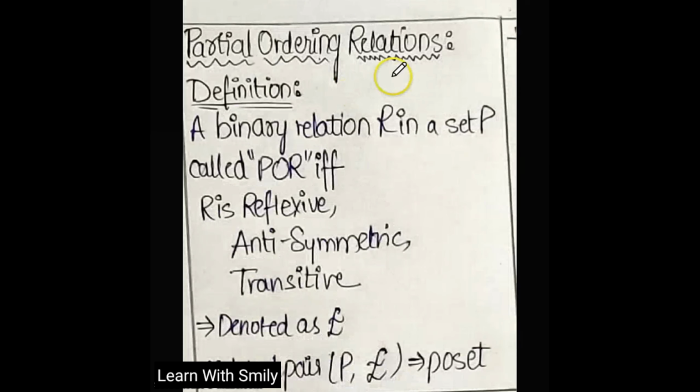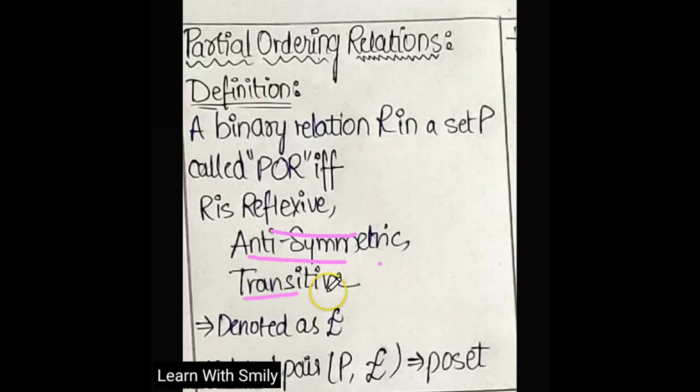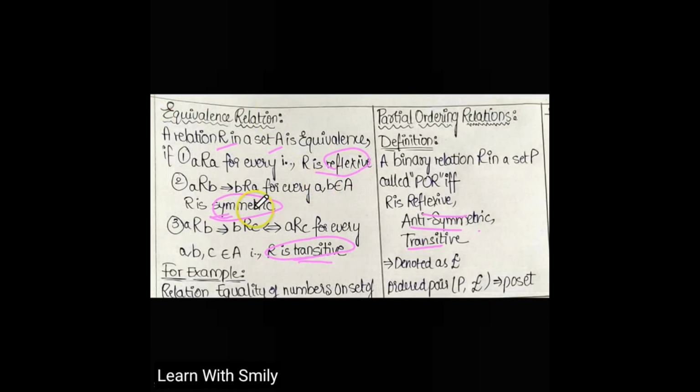Okay. Coming to partial ordering relations, a binary relation R in a set P is called a partial ordering relation if R is reflexive, antisymmetric and transitive. So the difference between them is, equivalence should be reflexive, symmetric and transitive, while partial ordering should be reflexive, antisymmetric and transitive. The difference is symmetric and antisymmetric. It is denoted by this symbol and is called a poset. Poset means partial ordered set, and this is the representation of the ordered pair, and this is the representation of partial ordering.